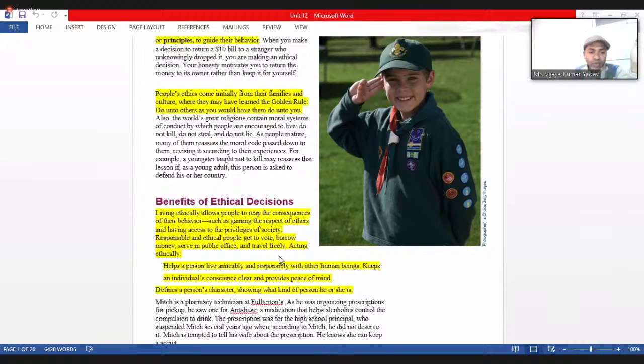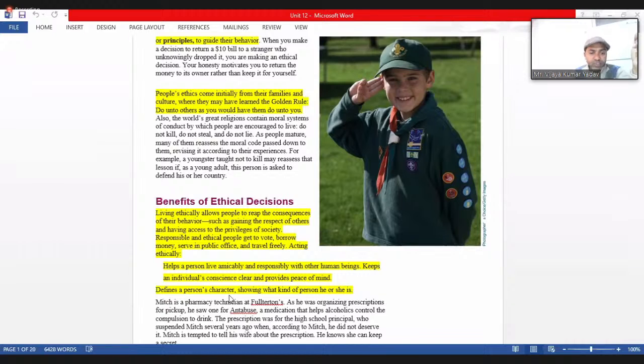Acting ethically helps a person live amicably. Amicably means friendly and responsibly with other human beings. If you have ethics, then you can live your life with others in a friendly way, and live responsibly with others.